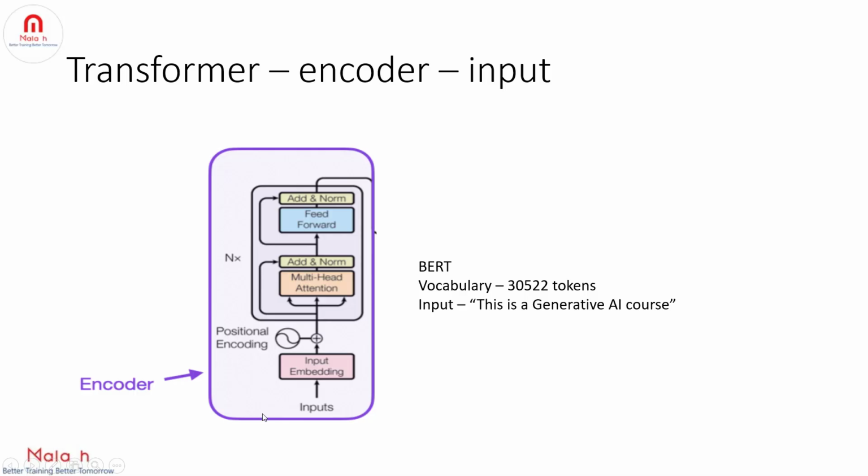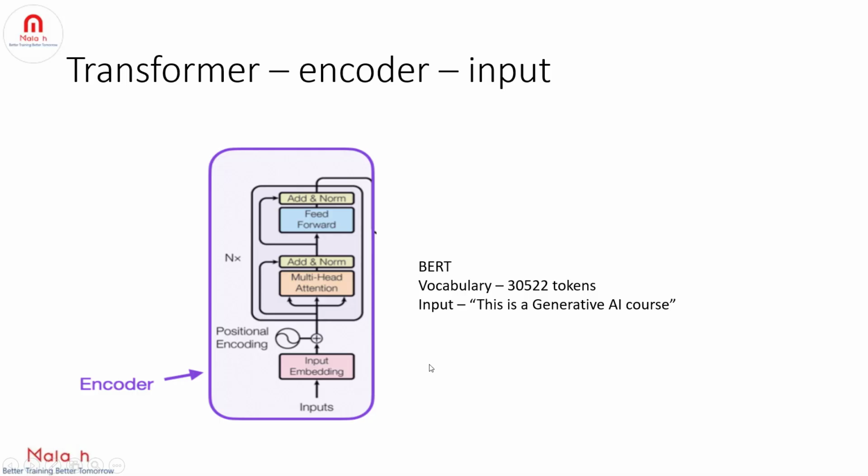And as you can see in the diagram, the first thing that we are doing here is providing an input to the model. Here in our example, we are considering the BERT model, which has a vocabulary of 30,522 unique words or tokens, right? So first we are providing the input, and this input will be converted to input embeddings, right?